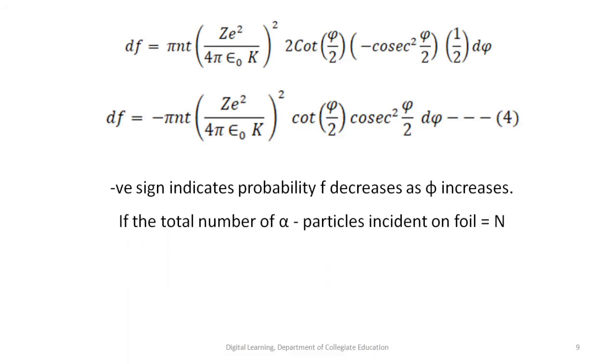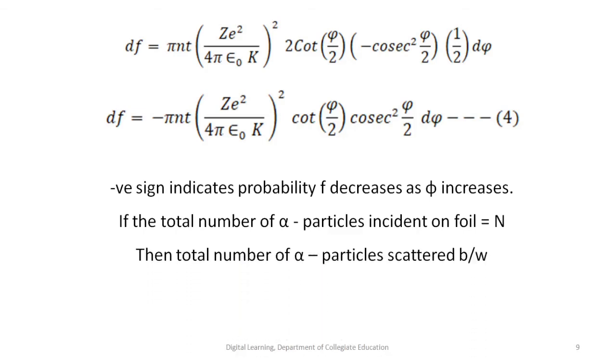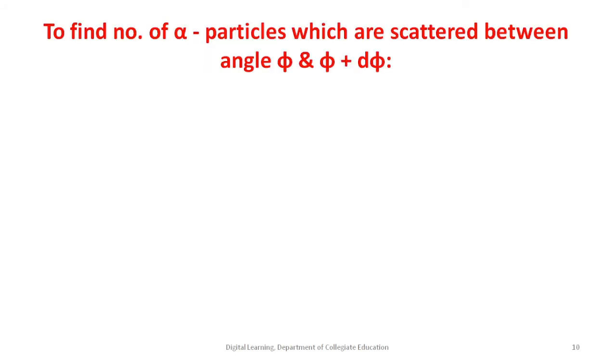If the total number of alpha particles incident on the foil is equal to N, then total number of alpha particles scattered between the angle phi and phi plus d phi is equal to N into modulus of df. Call that as equation number 5.